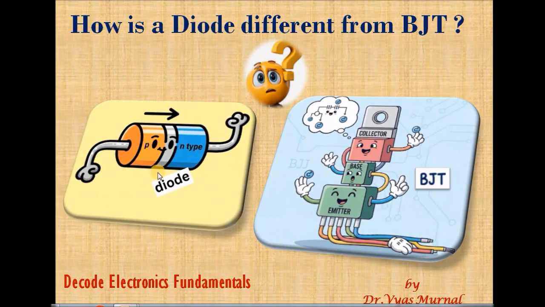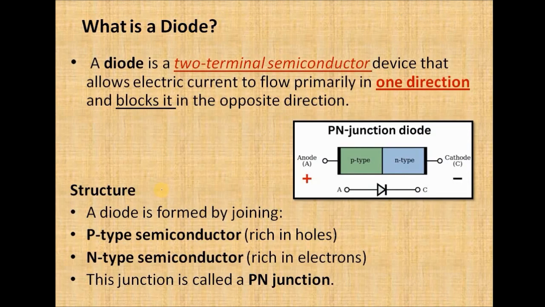We'll try to understand how a diode is different from a BJT today in very layman terms. To start with, we'll have to understand what a diode is and then what a BJT is in very simple terms, and then let us try to understand how both of them are different with respect to each other. So to start with, what is a diode?